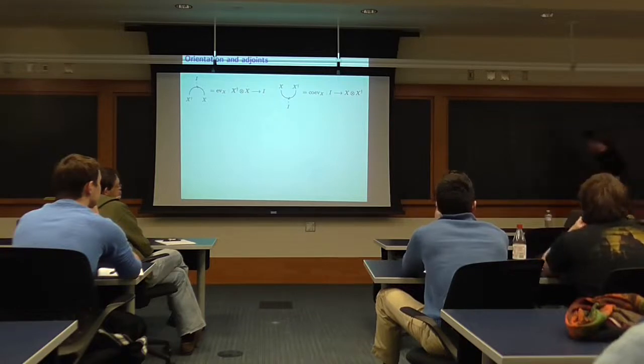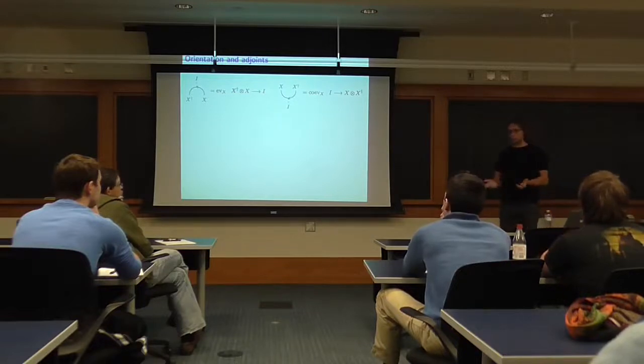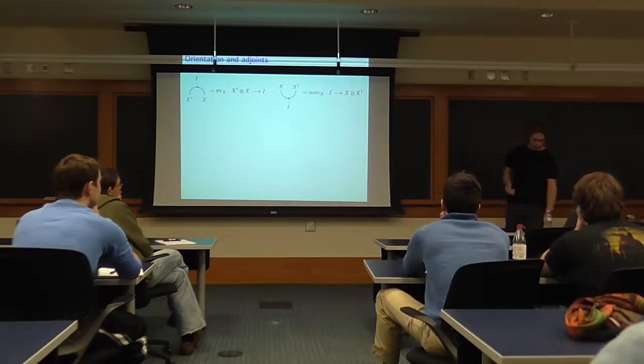We'll return to this example later. And now, of course, we know that for finite dimensional vector spaces, the dual of a vector space and the vector space themselves are naturally isomorphic.